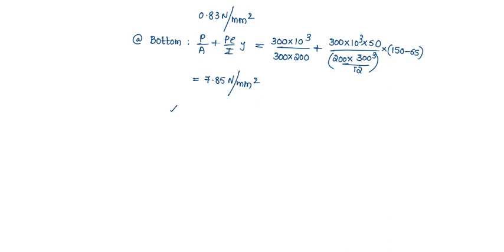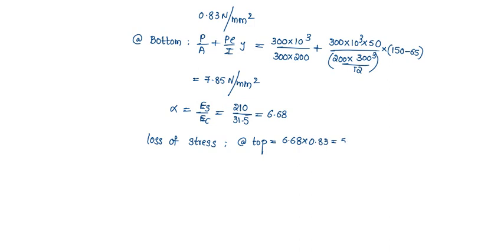And the modular ratio alpha will be equal to ES by EC, that is equal to 210 by 31.5, which is equal to 6.68. So the loss of stress in the wires at top will be equal to alpha into FC, that is 6.68 into 0.83, which is equal to 5.55 Newton per mm square. Whereas at bottom wires it will be equal to 6.68 into 7.85, that is equal to 52.5 Newton per mm square.